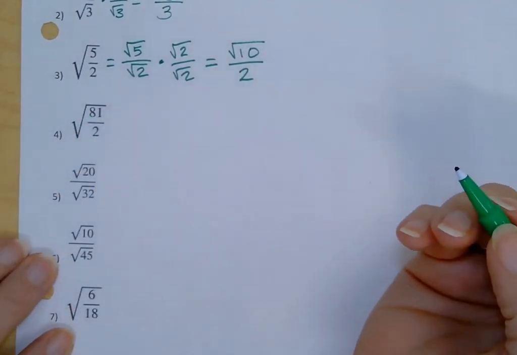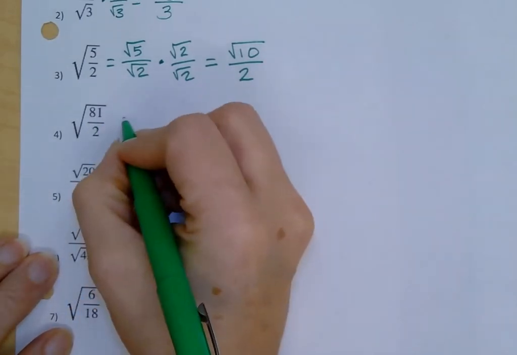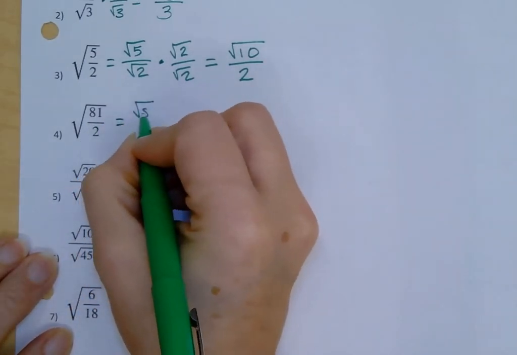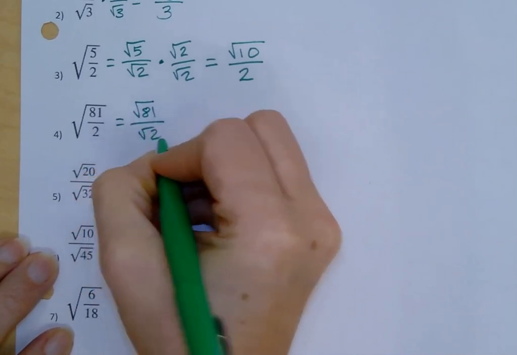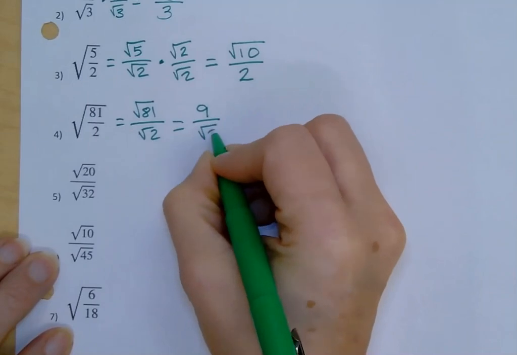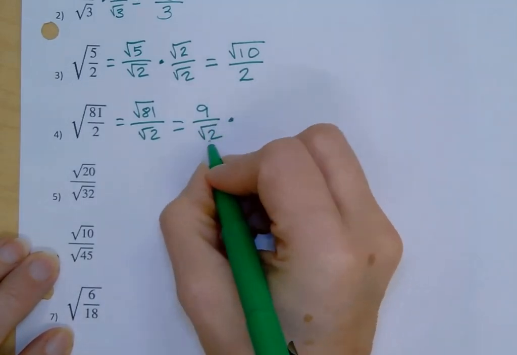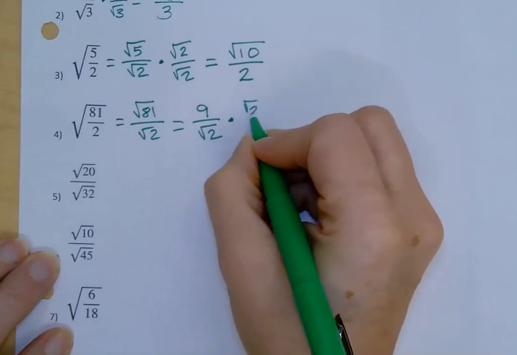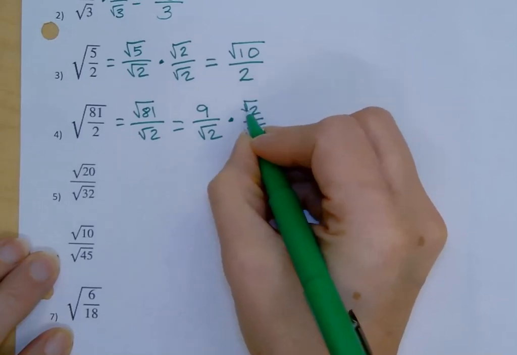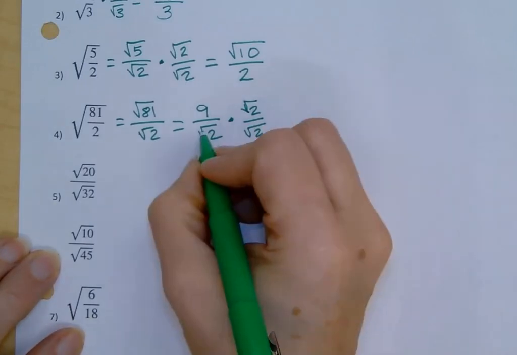All right, square root of 81 over 2. That is my next problem. So I don't see a way to simplify that easily, so I'm going to just make this say square root of 81 over square root of 2. Of course, I know the square root of 81 is 9, and so I'm going to say 9 over the square root of 2. And now I'm going to multiply by square root of 2 over square root of 2 because I want to get rid of that denominator. Again, I'm not changing any amounts here. I'm just making them look different.